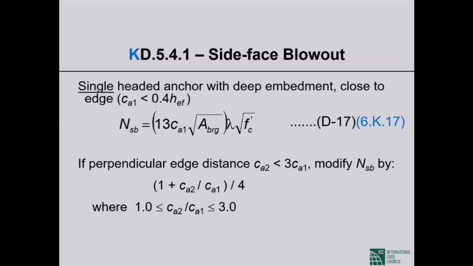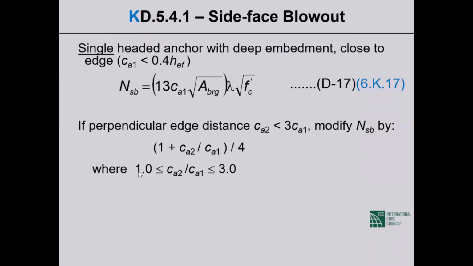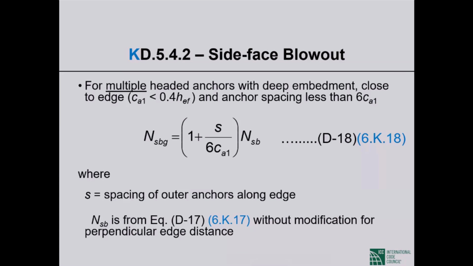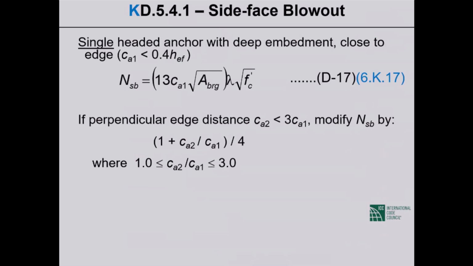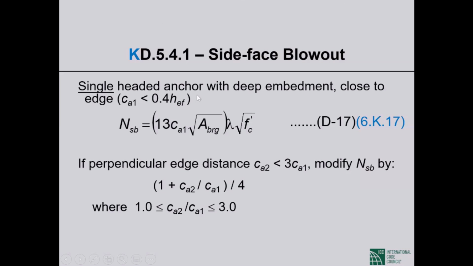You will see, we have numbers. For a single headed anchor with deep embedment close to the edge, the side face blowout strength N_sb is given by this expression. We know all the terms in there by now. If the perpendicular edge distance c_a2 is less than 3 times c_a1, then this has to be modified by this correction factor. Now that was for a single headed anchor with deep embedment.